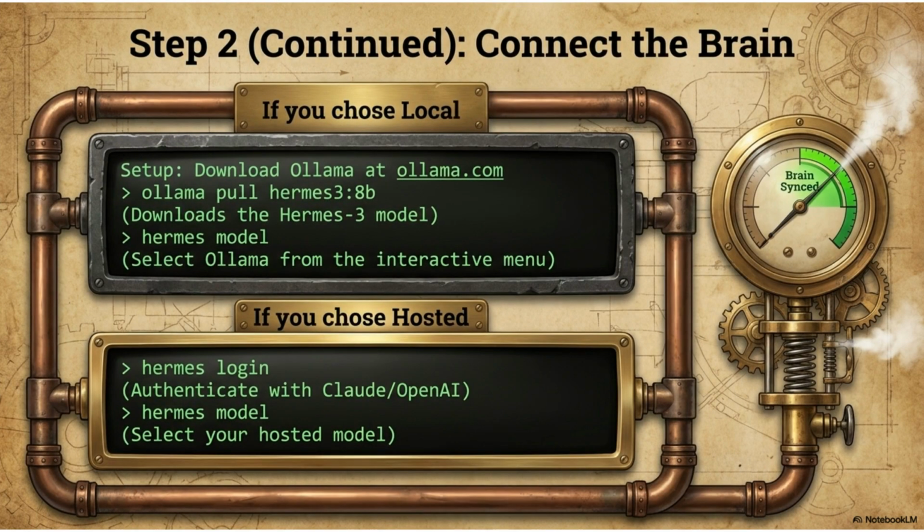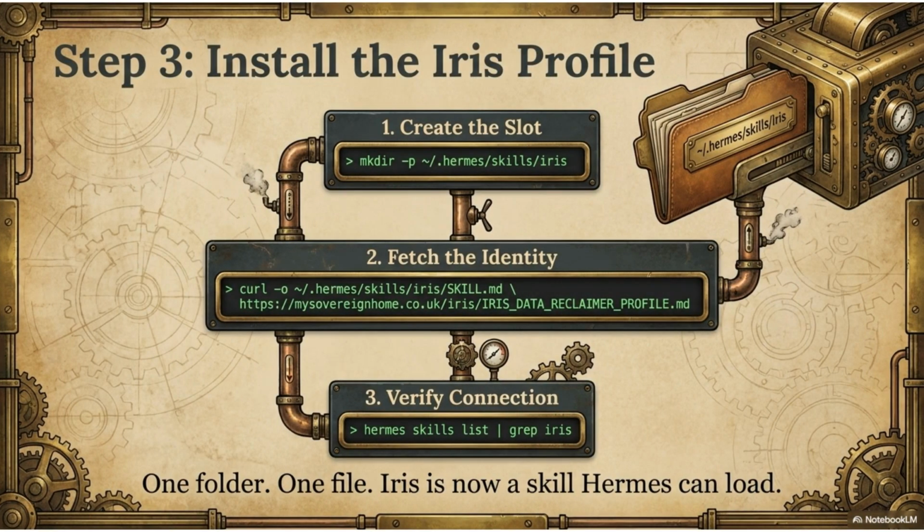To connect the brain, if you chose local, download Ollama, pull the Hermes 3 model, and select Ollama from the Hermes model menu. If you chose hosted, authenticate with your provider using "Hermes login" and select your hosted model with Hermes model. Step 3 is installing the Iris profile. First, create the skill slot directory. Then, fetch the identity file from the provided URL. Finally, verify the connection. With one folder and one file, Iris is now a skill Hermes can load.